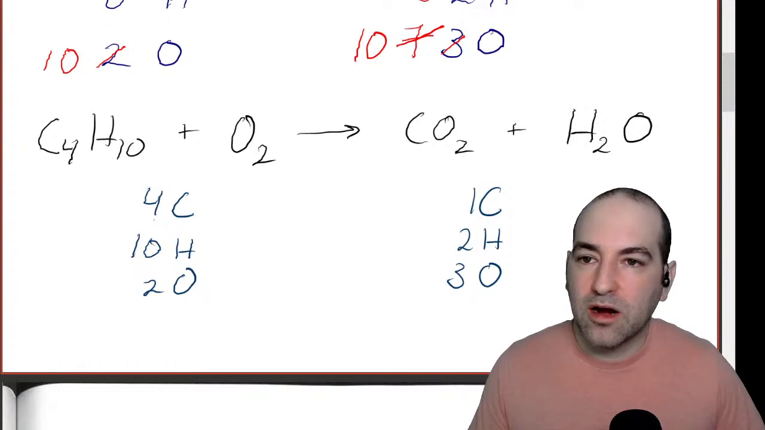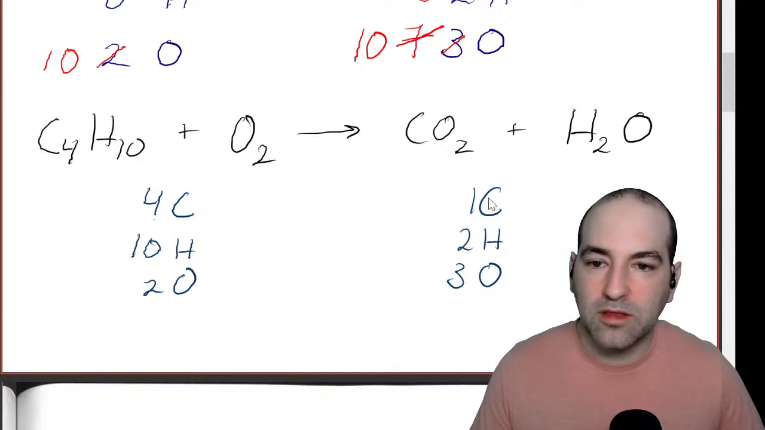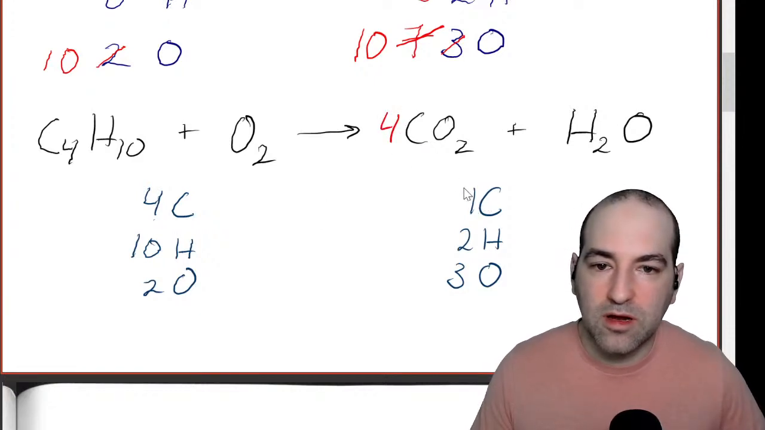All right, and now we can start our balancing. So 4 carbons on the left, 1 on the right, so we'll put a 4 here. And that way this can change to 4, and we now have 9 oxygen.